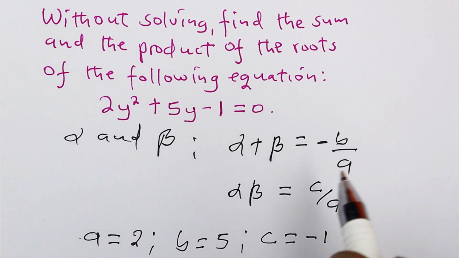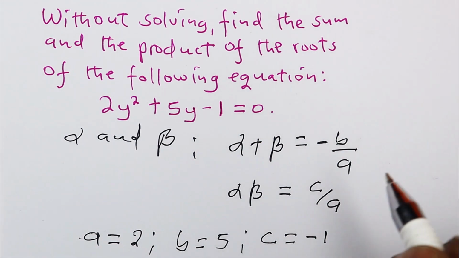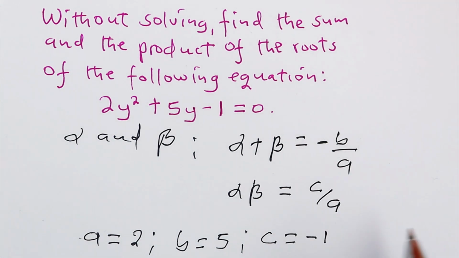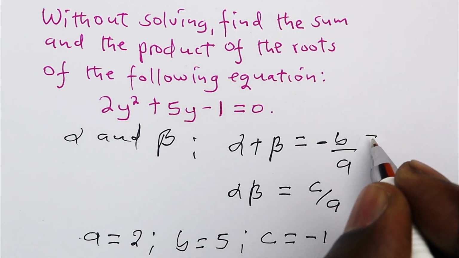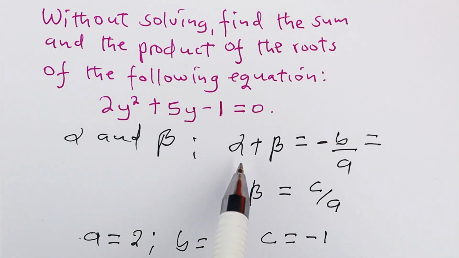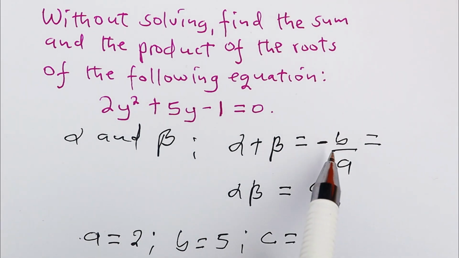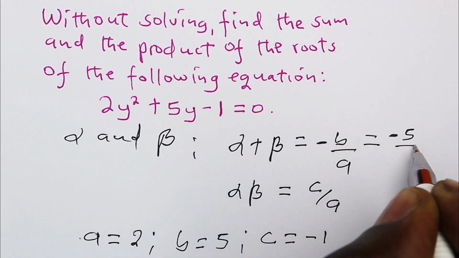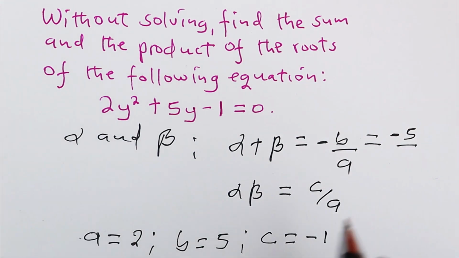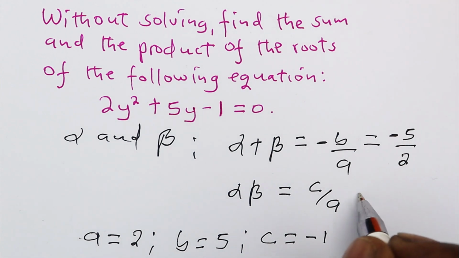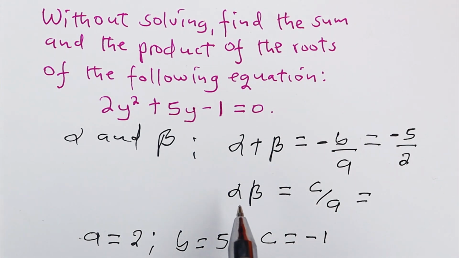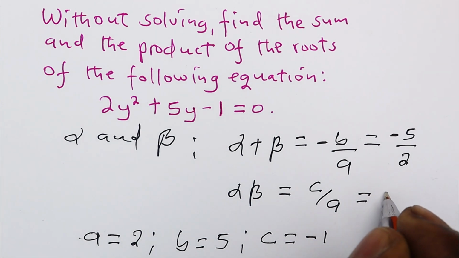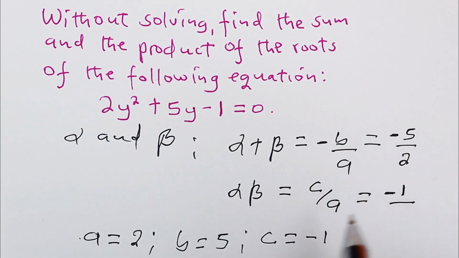So now we can get these relationships using these values that we have now. We have the sum of roots, that is alpha plus beta, is minus b over a. So b is 5, so that will be minus 5 over a, and a according to this is 2. And then for the product of roots, that is alpha times beta, is c over a, and c is negative 1 in this case, and a is 2.